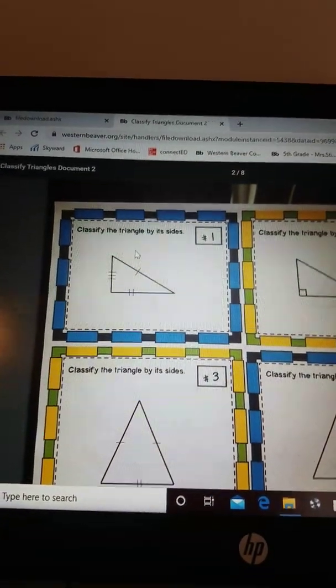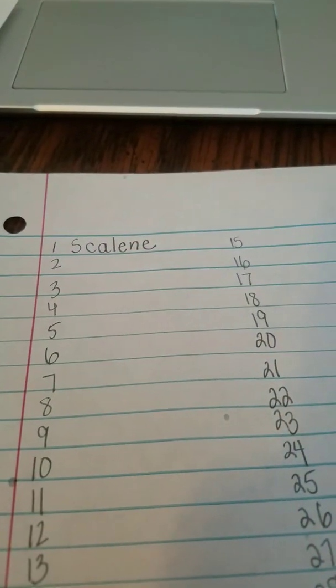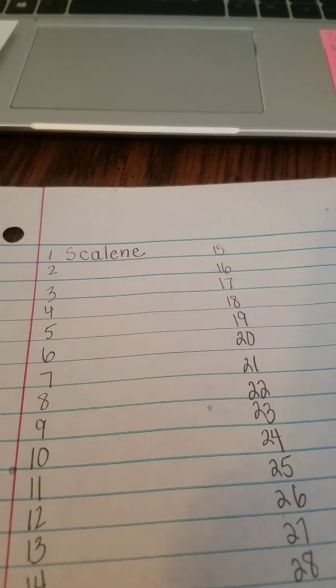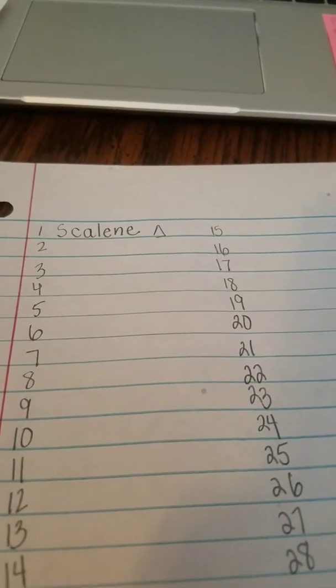So number 1, when I classify that using its sides, I'm going to write down scalene. And you should do the same thing. Number 1, scalene. And you can always put the little triangle symbol instead of writing out triangle. Here we go. Number 2.